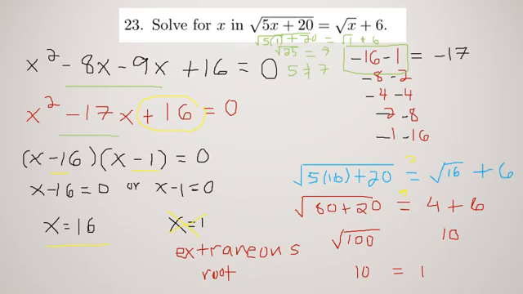So, x equals 16. Ito na talaga yung final answer lang. Ito lang yung answer. So, ito yung isusulat mo sa answer mo: x equals 16 lang. Hindi yung x equals 1, kasi si x equals 1, hindi naman siya nag-satisfy sa original equation. So, the final answer, the only answer for number 3, is 16.